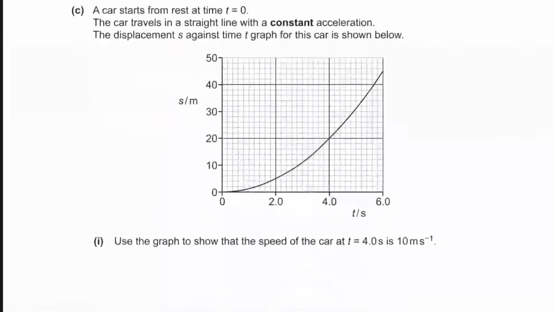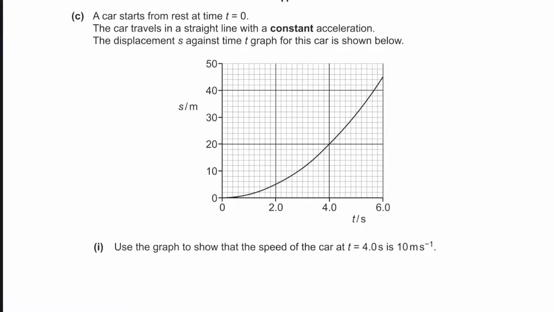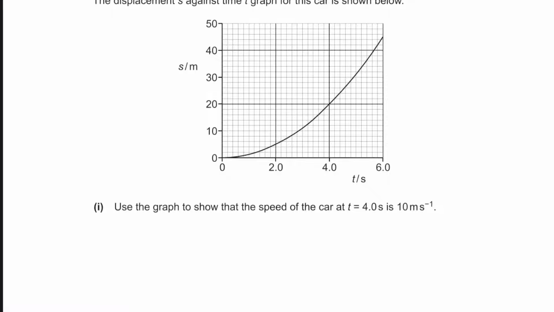Okay, right, C. A car starts from time 0. The car travels in a straight line with constant acceleration. A displacement time graph is shown. Use the graph to show the speed of the car at T4 is 10 meters per second. You need to get a ruler. You need to line it up. You draw a tangent. That's a terrible tangent. Look, I don't have a ruler, okay? Give me a break. There we go. It has to just touch there, of course.